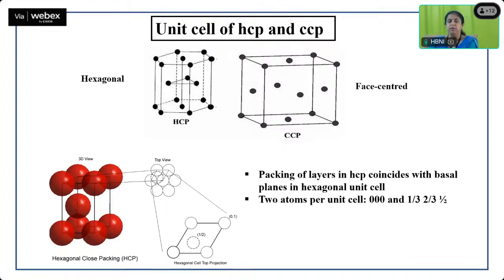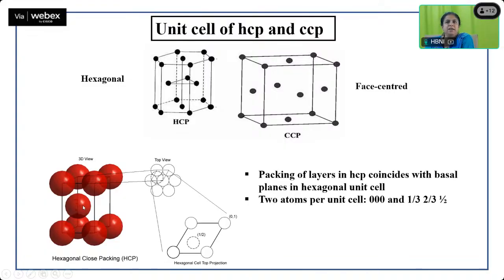I hope this is clear. So the coordinates of the lattice points of the hexagonal unit cell. Now there are two lattice points, so we need to have two coordinates, right? One is 0, 0, 0, and the other one is this one. So what would be the coordinates of this?